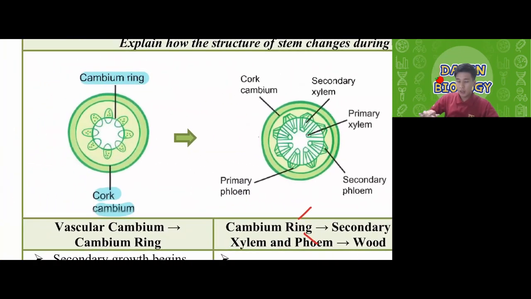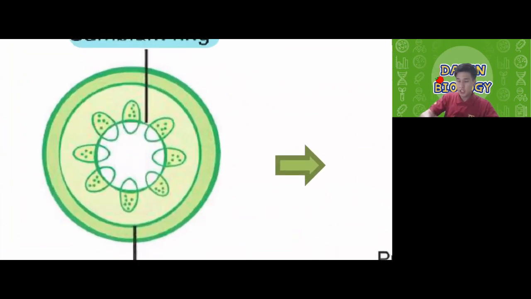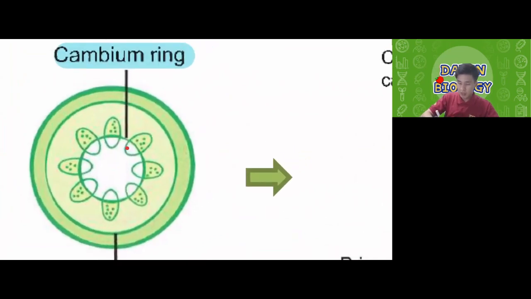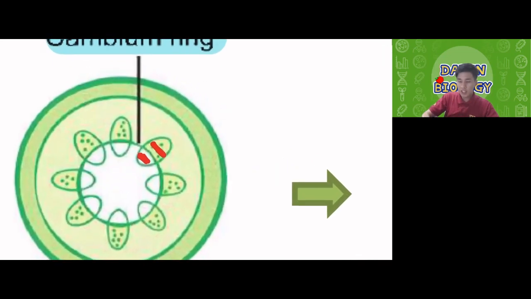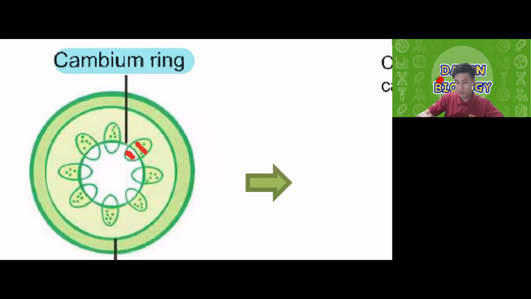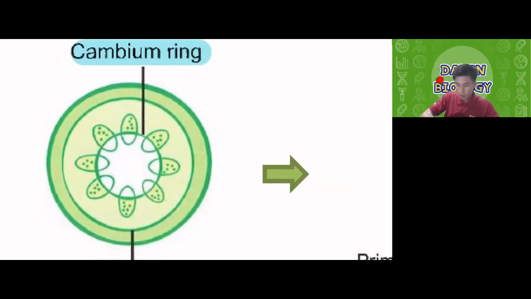So, look at this one first. This was primary xylem, primary phloem. When I want to form secondary xylem, at that time, the secondary xylem will form like this, because the ring undergoes mitosis to form the new tissue. Once the mitosis forms the tissue, then you've got secondary xylem here. So the primary xylem will be pushed inwards. Same with the phloem. The secondary phloem will grow like that, pushing the primary phloem outwards.